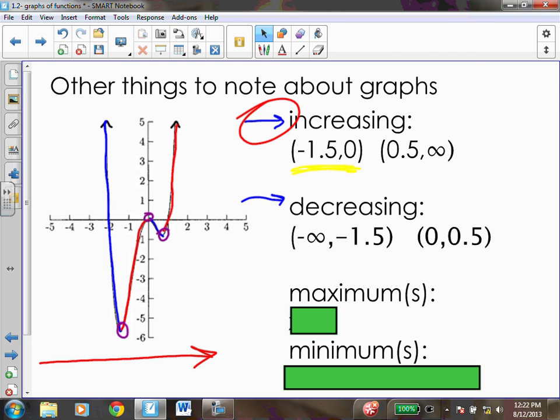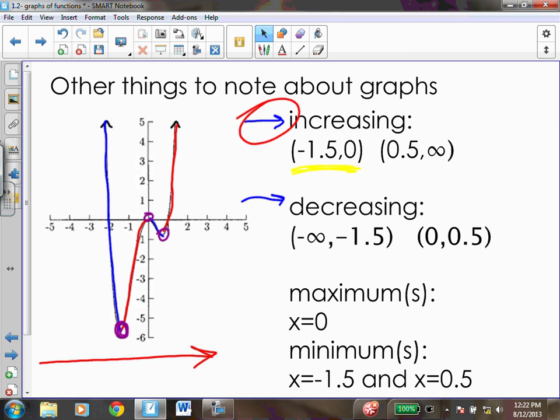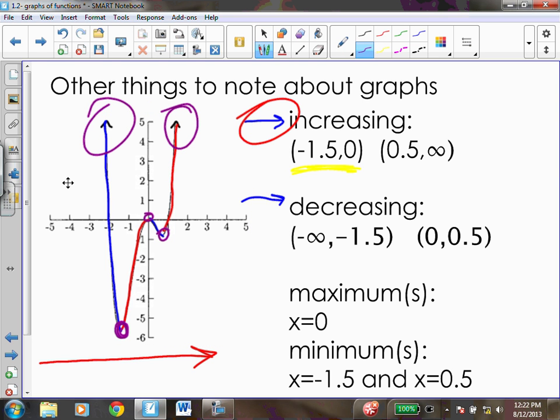Now, when we're talking about maximums and minimums, we could use the point itself, but again, we really only care about the x value. So my maximum occurs right here at 0, and I have two minimums, -0.5 and 0.5. These infinities, here and here, really can't be maximums or minimums. It's only where you see the change in direction.